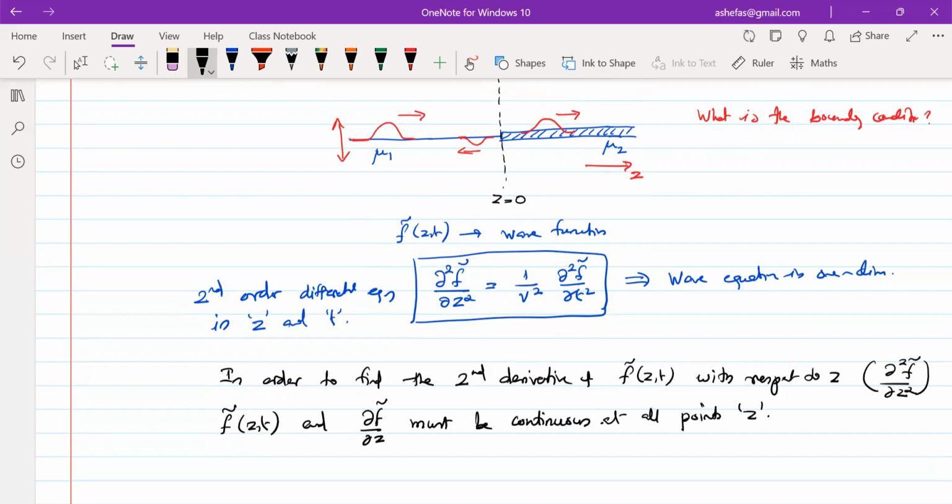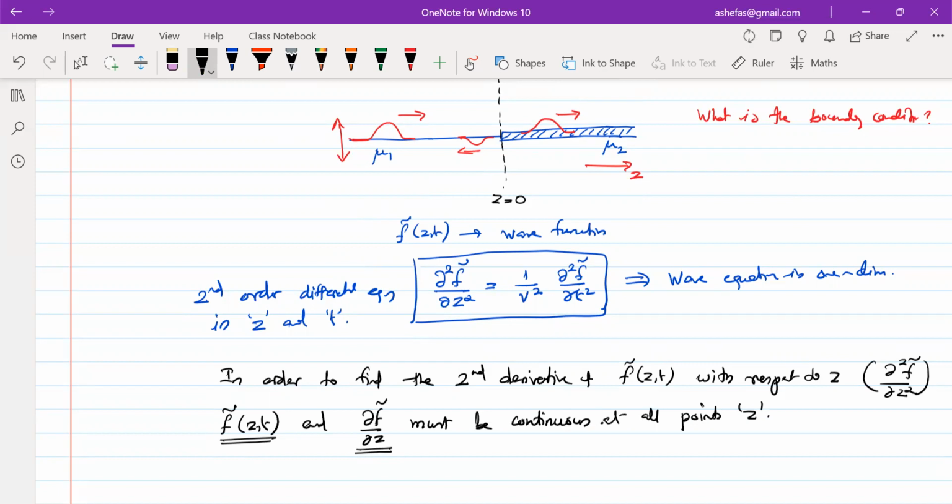So this would be the boundary condition that I am going to use here. That is, this f tilde of z,t as well as dou f tilde by dou z must be continuous. So this is the condition that I am going to use. Okay. Now we can write this f tilde explicitly. So I have not written the f tilde.